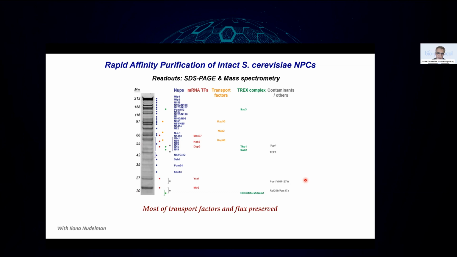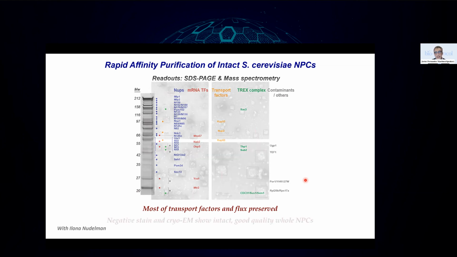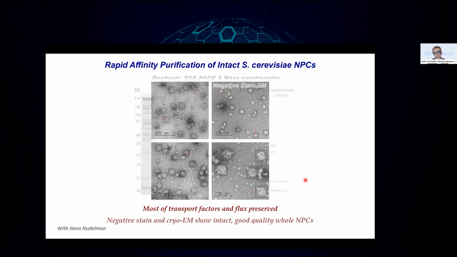Another very interesting way of looking at the quality of your sample is negative stain electron microscopy. In this case, as you can see here, these are several views of one of our preps. You can see here beautiful nucleopore complexes, even with the central transporter nicely preserved. And negative stain is a relatively quick and easy way of checking that your prep is intact, your NPCs look good, and that you have good densities depending on your downstream application.